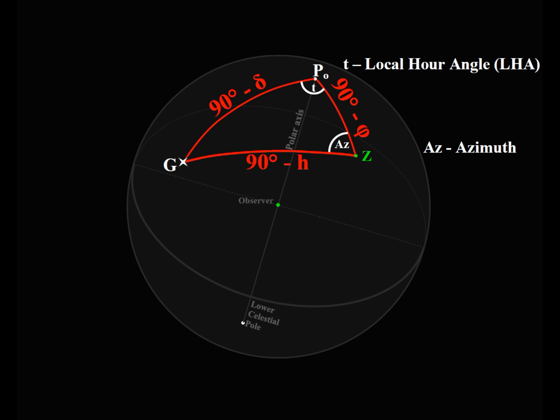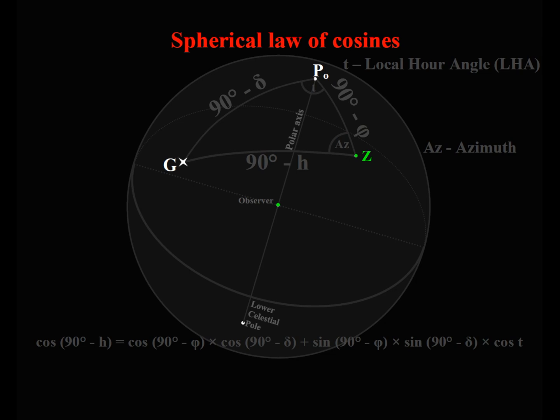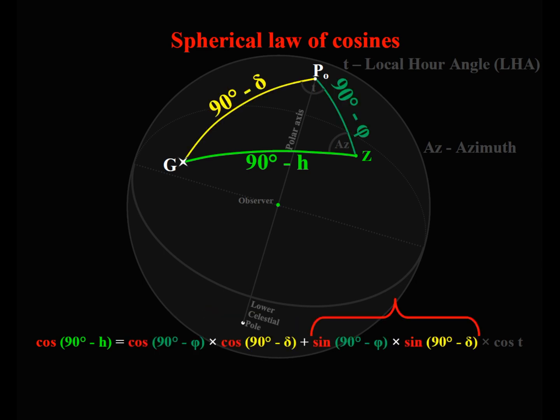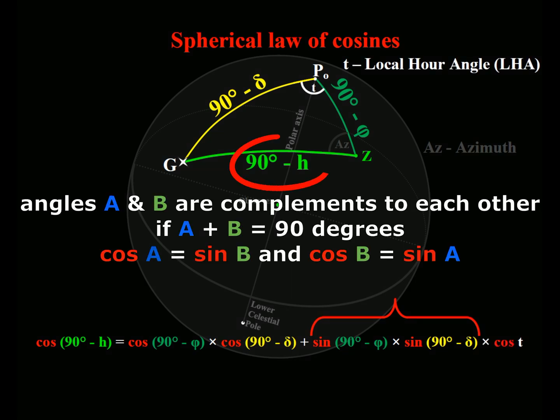The law of cosines is used to solve spherical triangles. In order to find the cosine of one side, it is necessary to multiply the cosines of the other two sides and add the product of the sines of these sides, multiplied by the cosine of the spherical angle between them. Altitude and zenith distance are complements to each other, because the sum of these angles is 90 degrees. The cosine of an angle is equal to the sine of its complement.